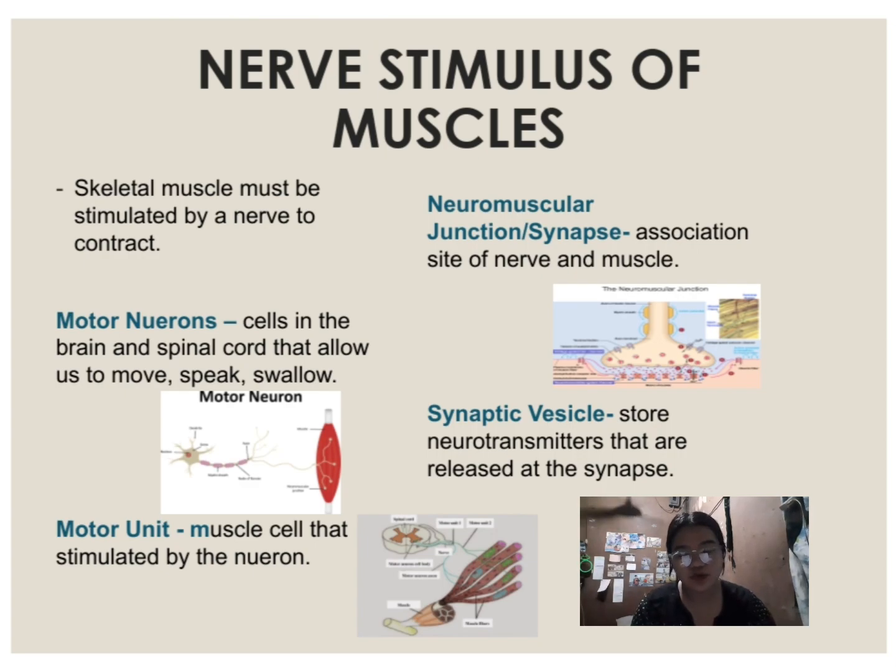Second is the motor unit. A motor unit is a group of muscle fibers that a motor neuron stimulates. It consists of a single motor neuron and all the muscle fibers it innervates.